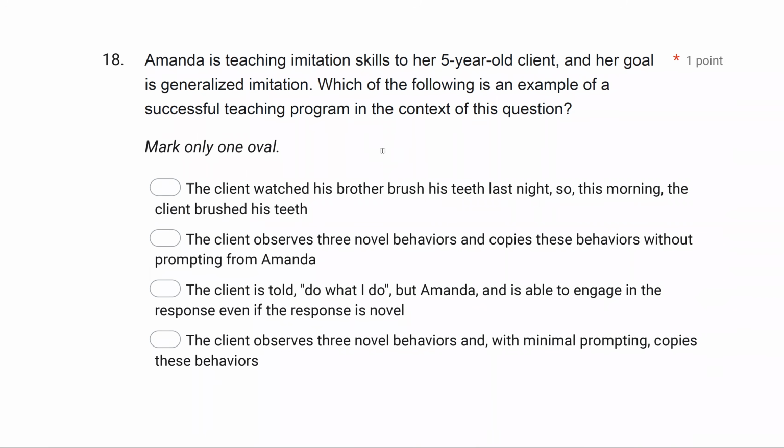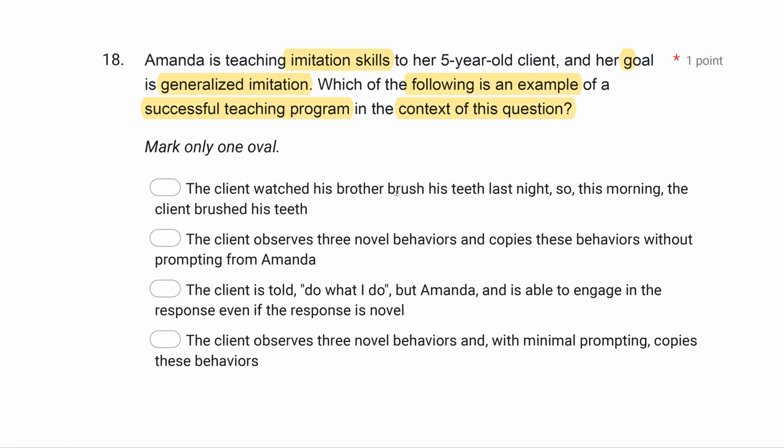18, Amanda is teaching imitation skills to her 5-year-old client, and her goal is generalized imitation. Which of the following is an example of a successful teaching program in the context of this question? All right, interesting question, right? Meaning, what was effective? What was successful? What is Amanda trying to teach? She wants to teach imitation skills, and her goal is generalized imitation. So in order to be effective, imitation must generalize. That's what we're looking for because we want to be successful.